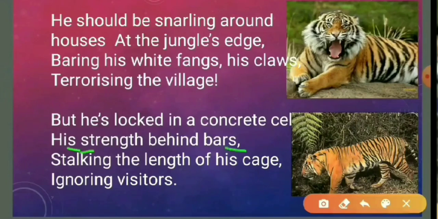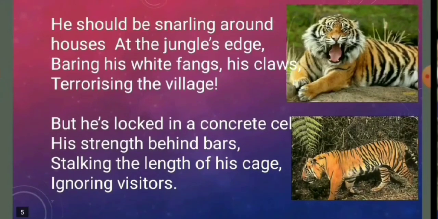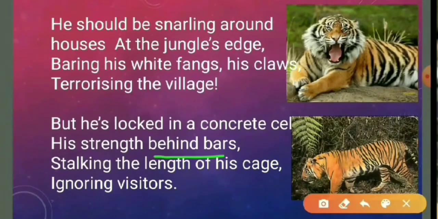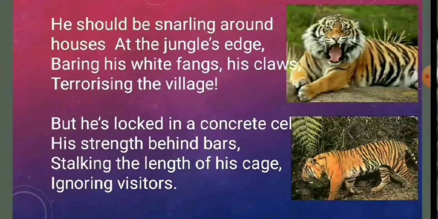Next poetic device is alliteration. You can see behind bars. It is behind bars, concrete cell. This is alliteration. So this is about the poetic devices of this stanza.